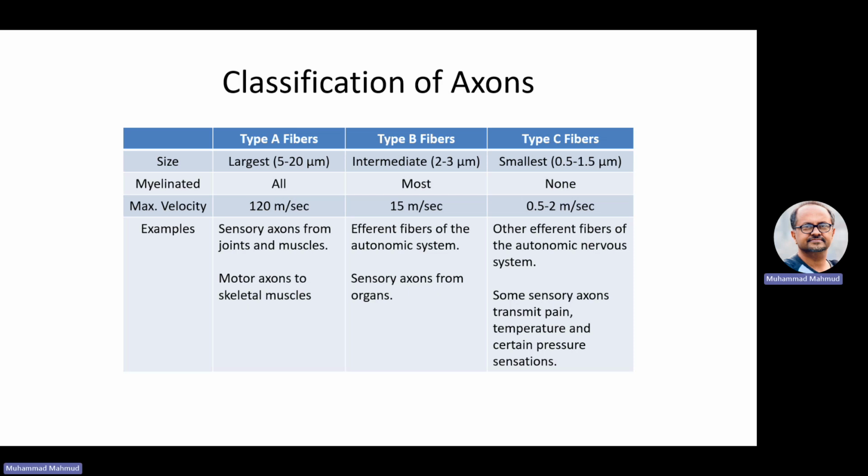Examples of type A fibers are the sensory axons from joints and muscles and the motor axons of the skeletal muscles. This is why we can move our skeletal muscles so fast, within a fraction of a second, because the nerve carrying this impulse to the muscle is the type A fiber. In comparison, the nerves in the autonomic nervous system or some sensory axons that transmit pain, temperature, or certain pressure sensation take a while, because they have type C fiber.